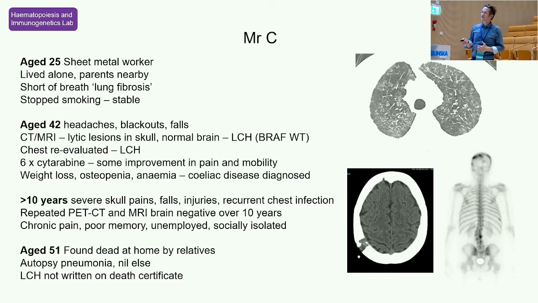He became socially isolated. And at the age of 51, on 1 January, he was just found dead at home by his relatives. He had an autopsy which showed pneumonia on a background of chronic bronchitis. The pathologist didn't even put LCH on the death certificate, even though his medical record was full of this LCH. They were like, well, that's a rare thing that occurs in children, isn't it? Did he have it as a child? Was it really relevant? Actually, probably the only thing I did for this guy was get LCH put on his death certificate, which is almost part of the battle. His relatives specifically wanted it as the cause of death.